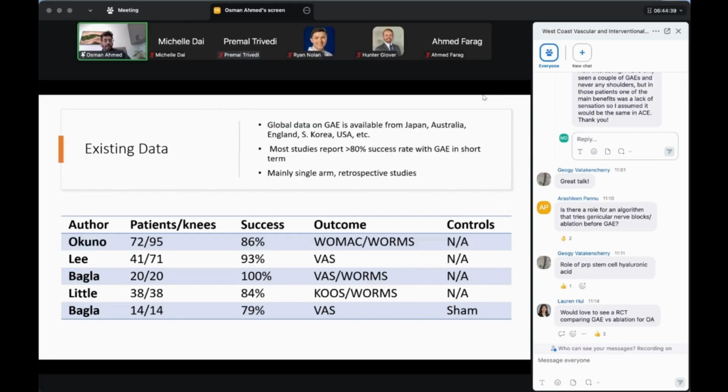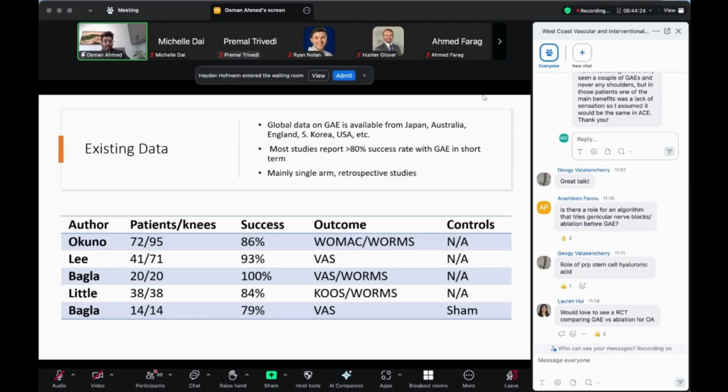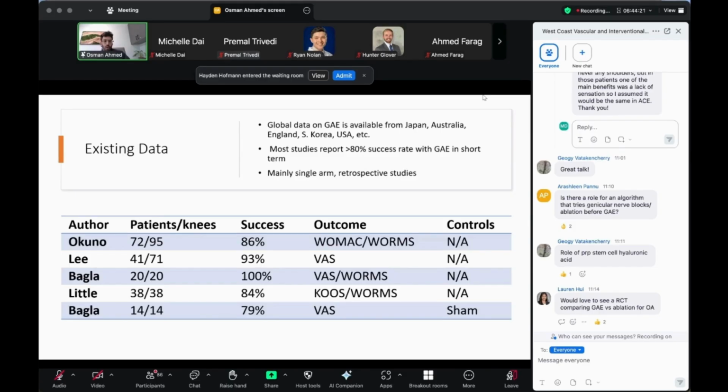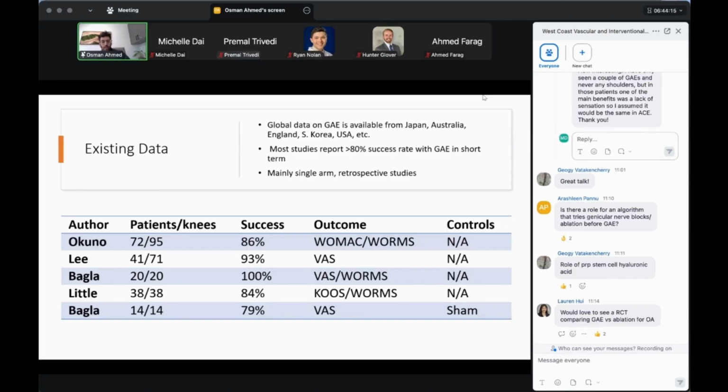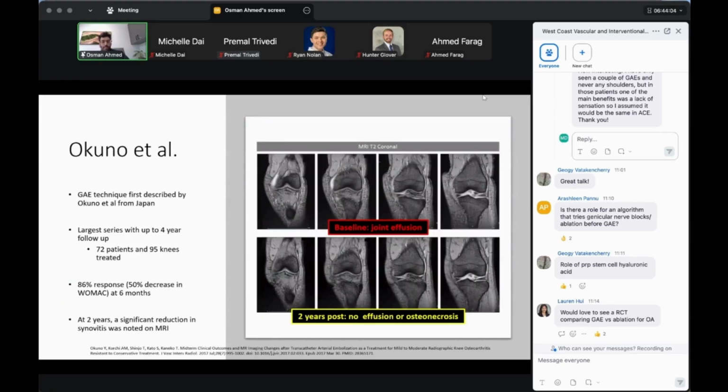There is a tremendous amount of data now on GAE. Over 1,000 patients have been reported throughout the world. And you can see here some of the initial studies from the pioneers of this procedure. Dr. Kuno is the original person. What's important to note is that no matter what country or what patient population is being treated, the success rates are very high and consistently in the 80 to 95% range. That's important because it speaks to the validity and reproducibility of this data throughout the world.